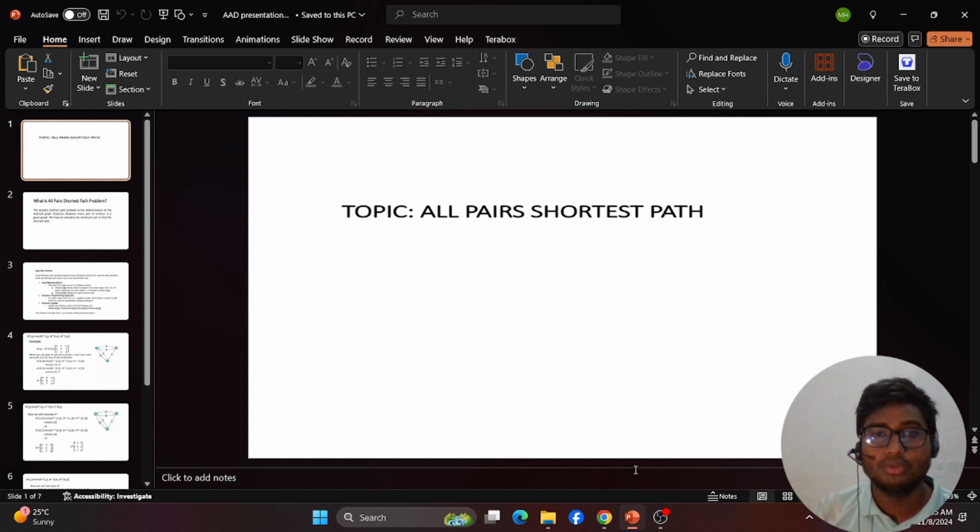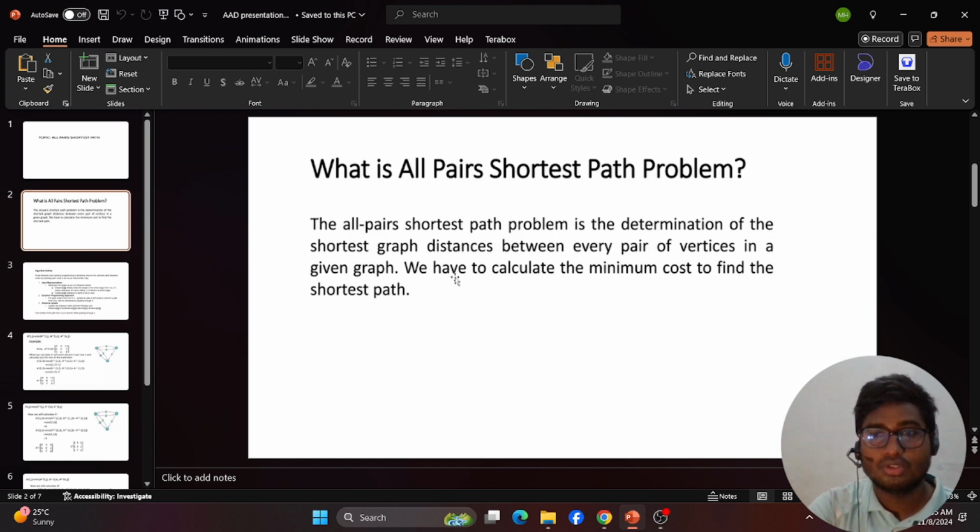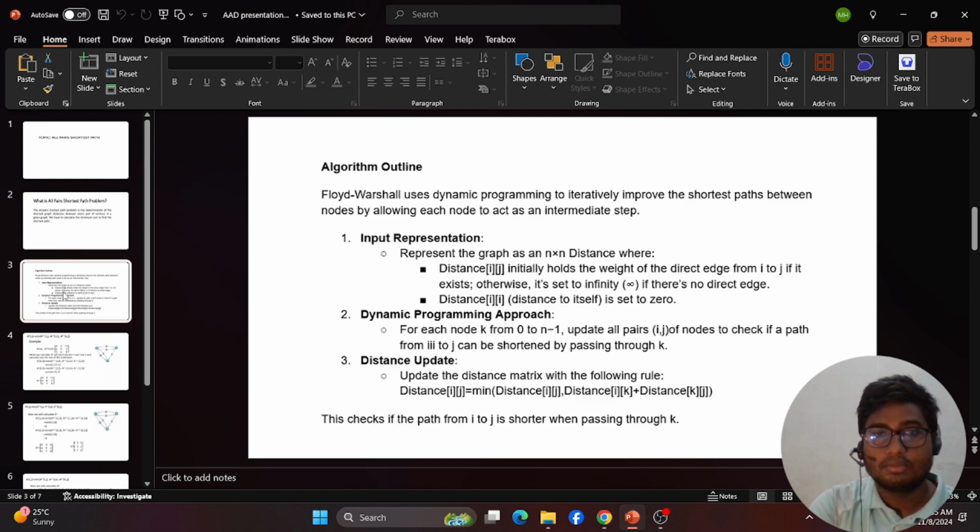Now I talk about all pair shortest path. All pair shortest path is used to find the shortest paths between all pairs of nodes from a given weighted graph. Now we have to calculate the minimum cost to find the shortest path. Now we explain the all pair shortest path algorithm.